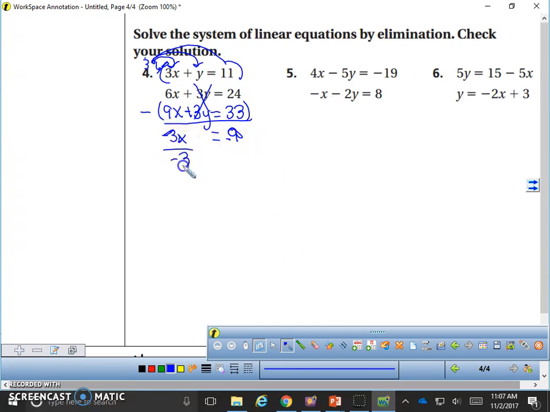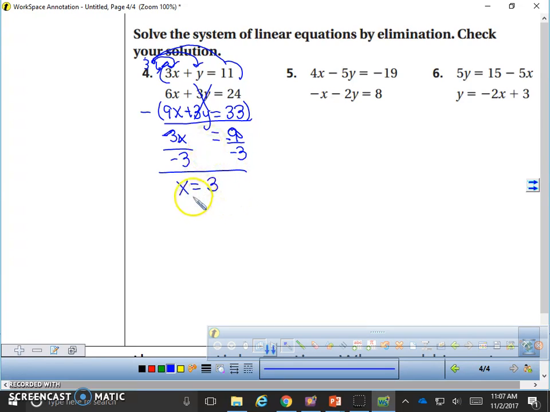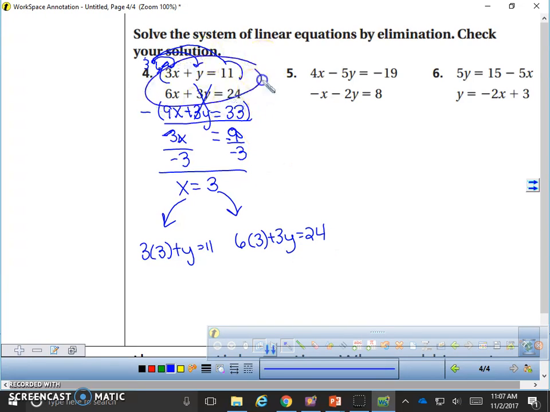Divide by negative 3, divide by negative 3. x equals positive 3. Check to see if we did this right. Plug it in. 3 times 3 plus y equals 11. 6 times 3 plus 3y equals 24. I plug it into the original ones. 9 plus y equals 11. y equals 2.